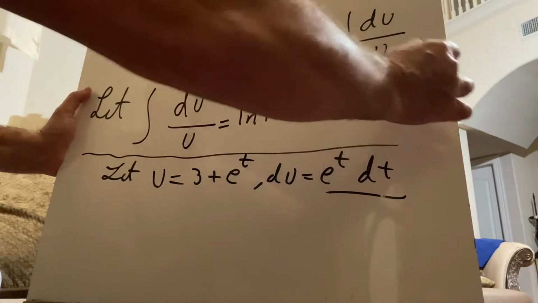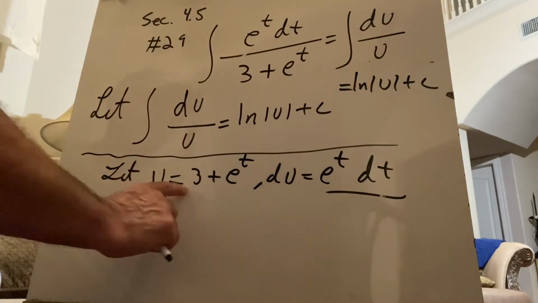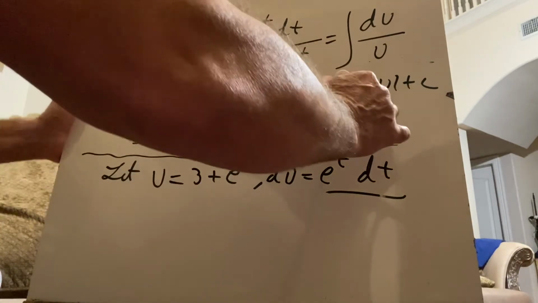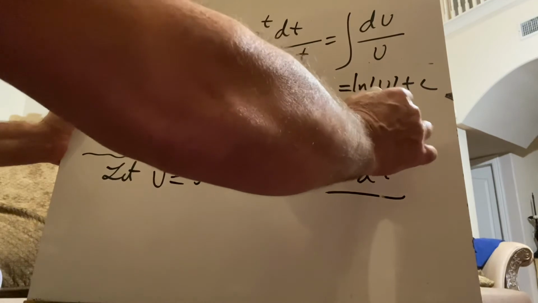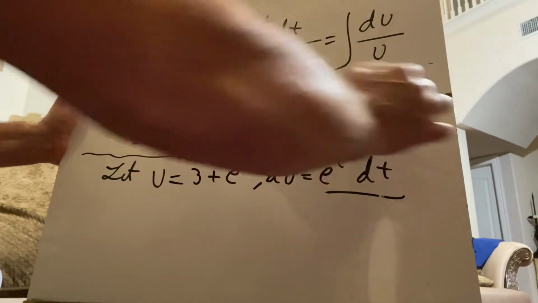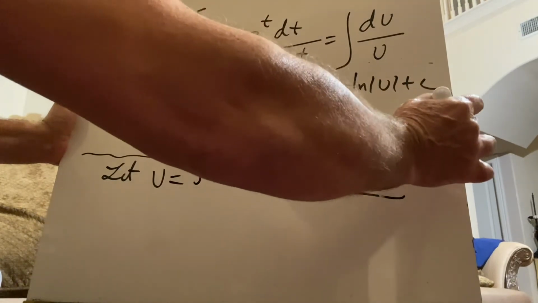But don't forget, the last step is to change the u back to the original function. Of course, u is 3 plus e to the t. So the final answer is natural log of absolute value of 3 plus e to the t, because remember, that was our u, and then plus c.